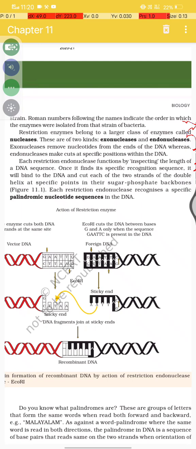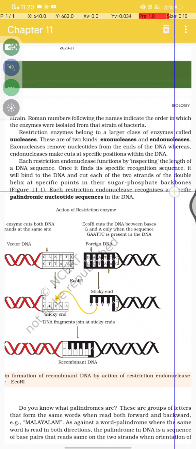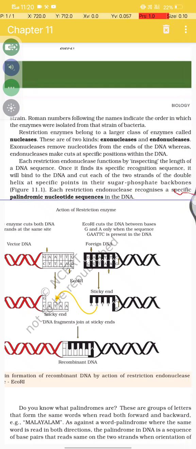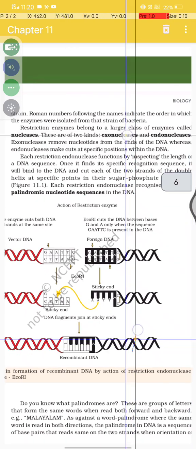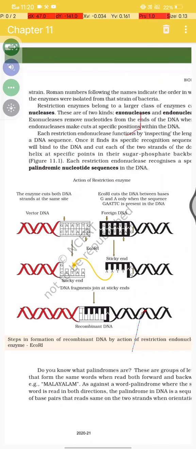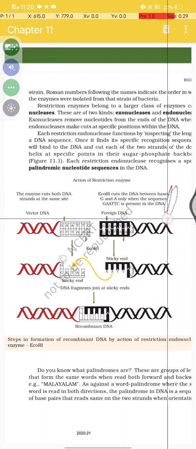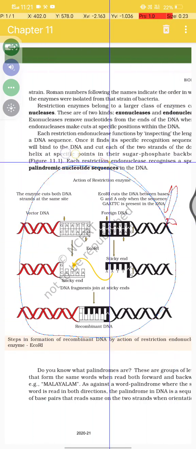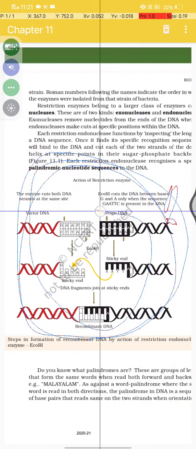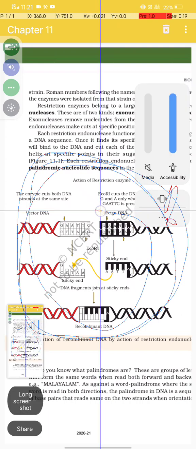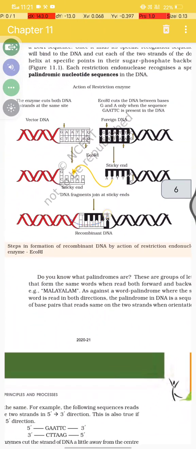Okay, now figure 11.1. Each restriction endonuclease recognizes a specific palindromic nucleotide sequence in the DNA. These are the restriction enzymes and vector DNA, and these are also important from the point of view of examination. You should note this, okay? I should also take a screenshot of this image, okay?